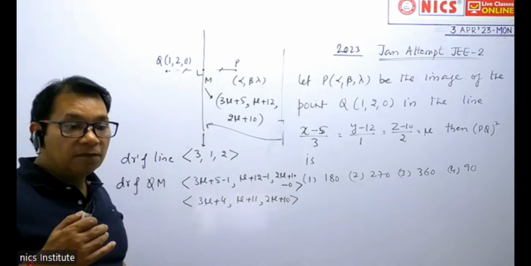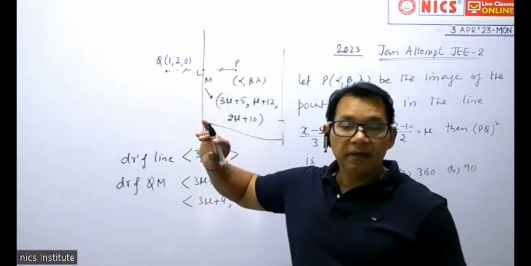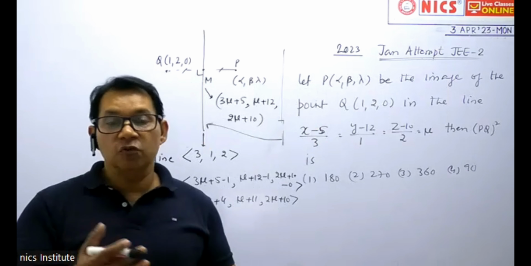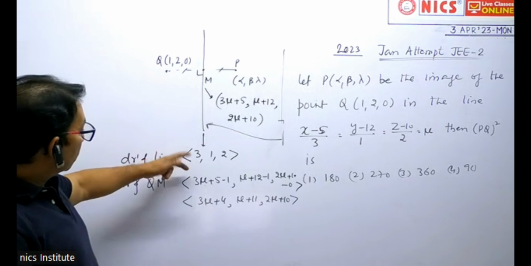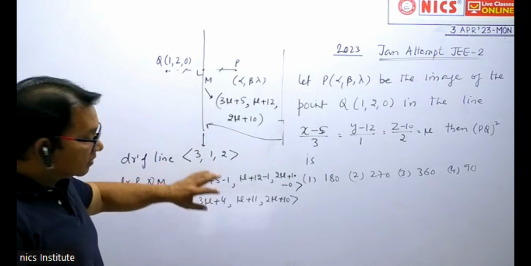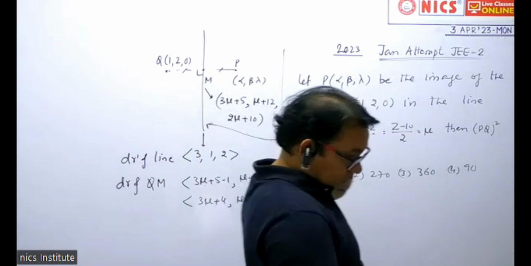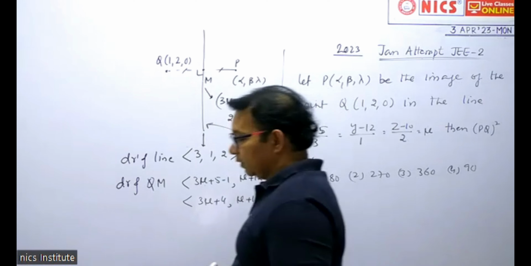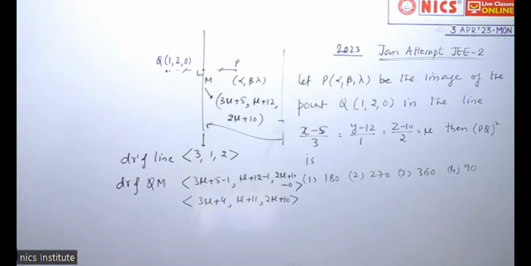So you know the DRs of QM, you know the DRs of the line, and these two are perpendicular. When two lines are perpendicular, the sum of the products of their DRs has to be zero. So find the products of the DRs, set their sum equal to zero, and tell me the value of mu. Since the two lines are perpendicular, use that fact.